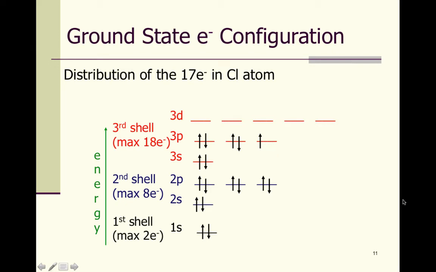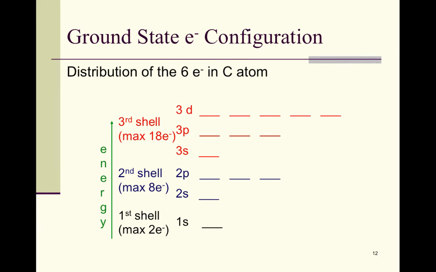All right, let's go ahead and take a look at carbon on the next slide. Go ahead and pause the video. I'd like you to go ahead and fill in the 6 valence electrons in this ground state electron configuration. Come back and check how you did. So go ahead and pause it, fill it in, and then come on back.